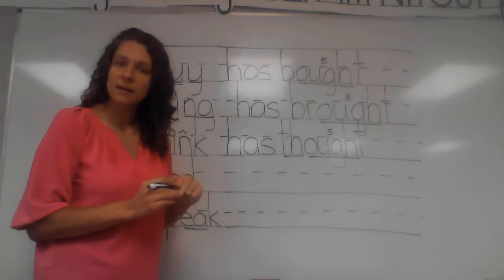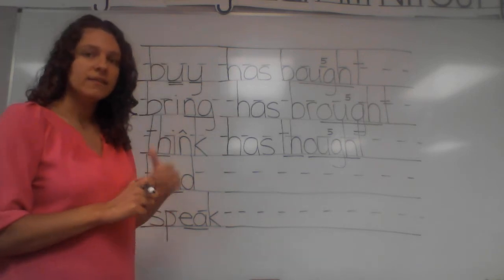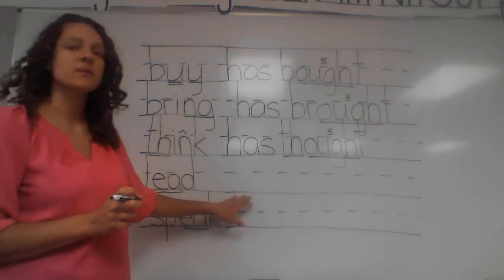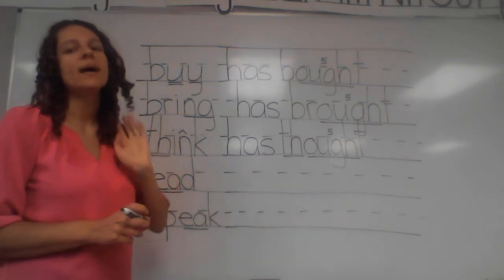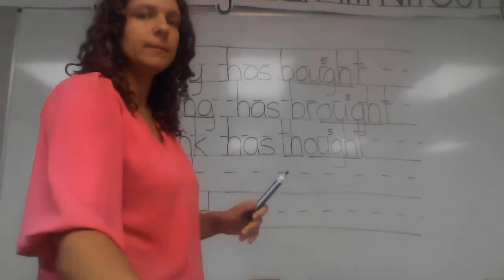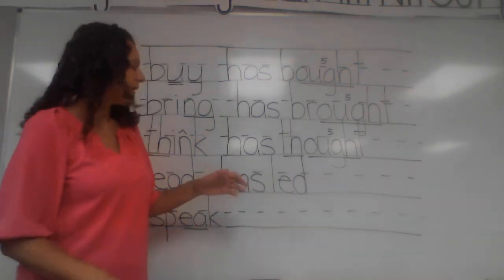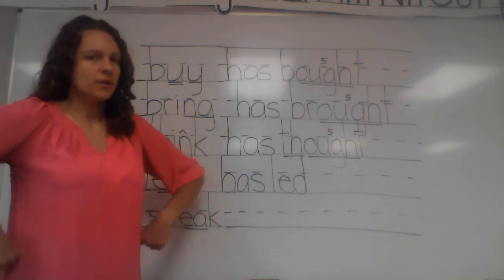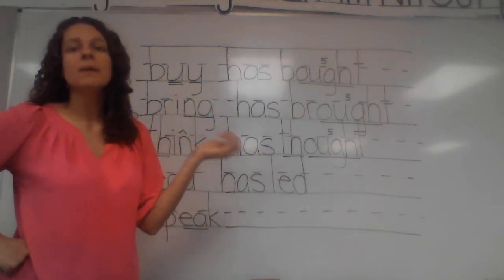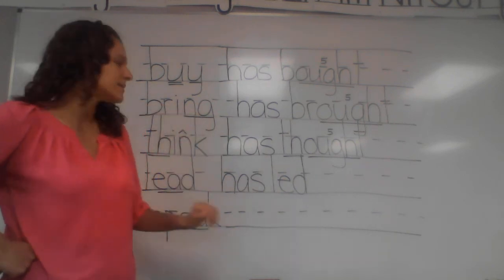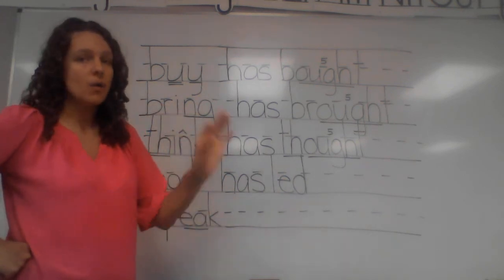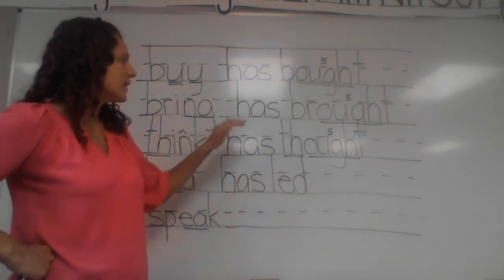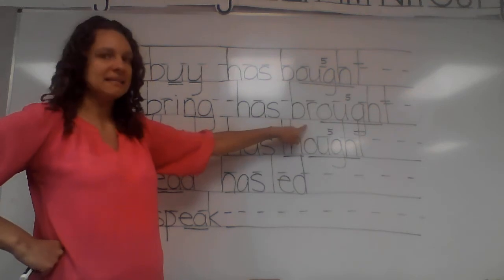Okay, so it's going to be the same thing for lead. The past tense of lead is what? Right, led. So our past participle is going to be has led. Go ahead and write has led. All right, has led is our past participle of lead. You could say, the king has led the army in 12 battles. Has led. So almost always the past participle is going to be our helping verb in the past tense.